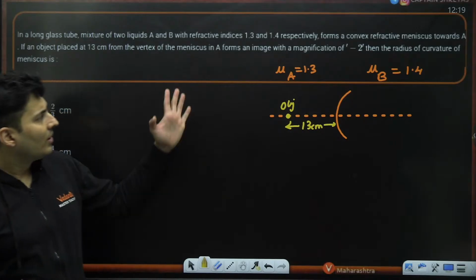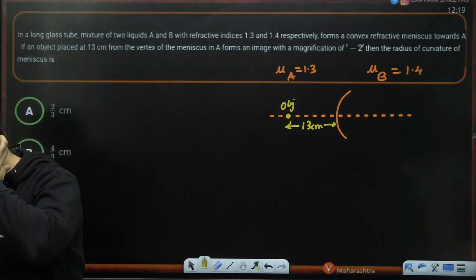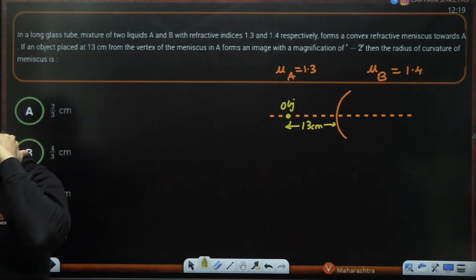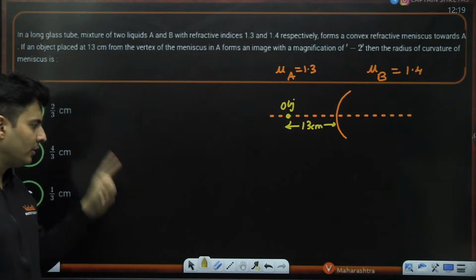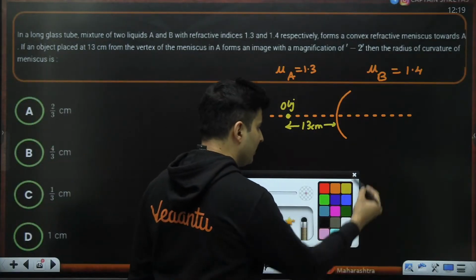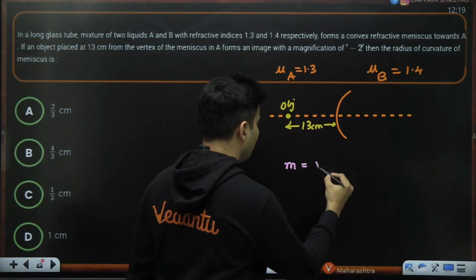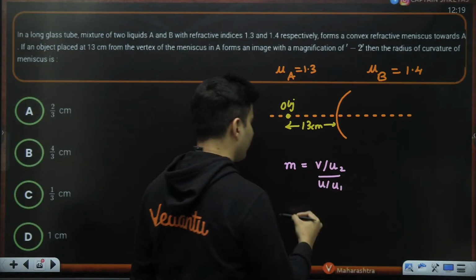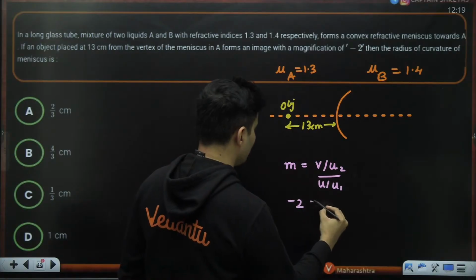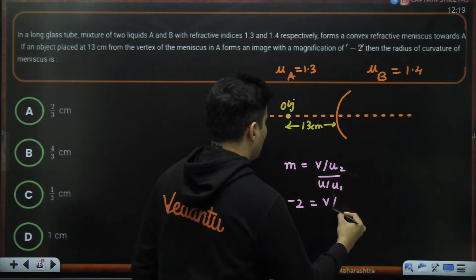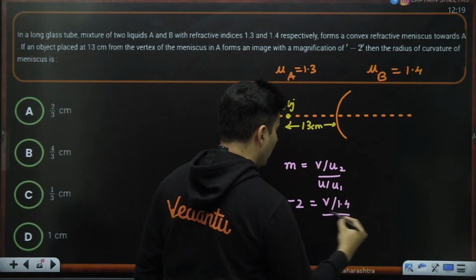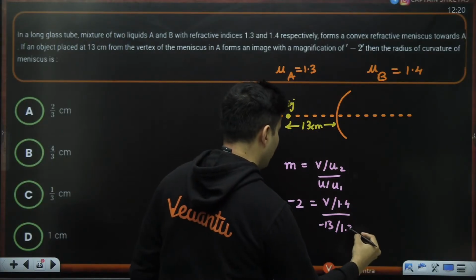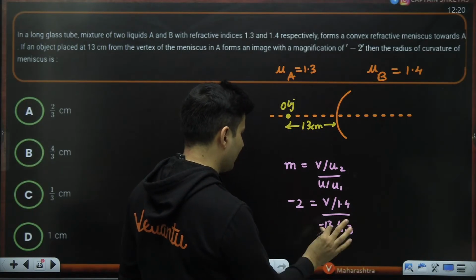Okay, so that's all that is given to me. Till this point, is the diagram clear? Is this diagram absolutely clear, my dear students? Okay. Yes, sir, it is clear. Now, wait a minute. We'll try to find out certain things using the magnification formula. The magnification formula is V by mu2 divided by U by mu1. So this is -2. Image distance, I do not know. Mu2, I know, is 1.4. Object distance, -13. Mu1 is 1.3. The minus is cancelling out.